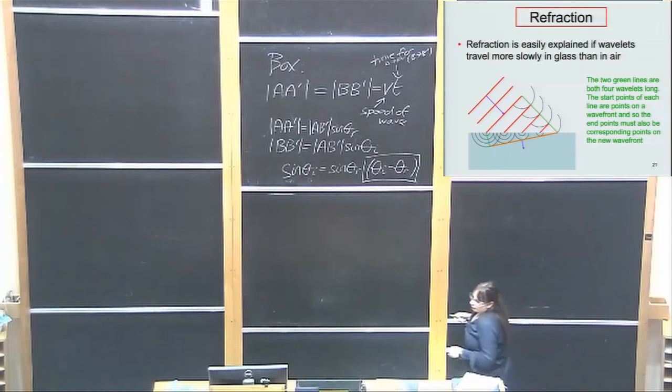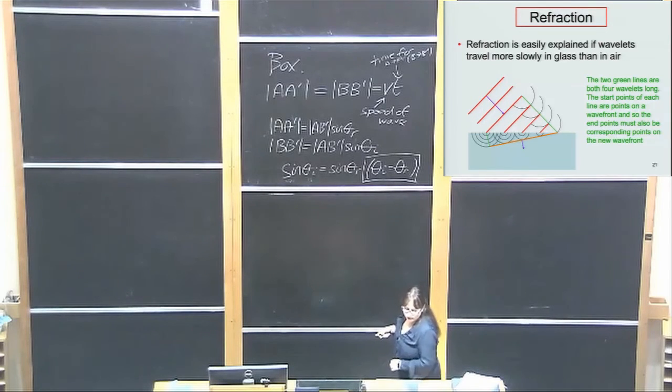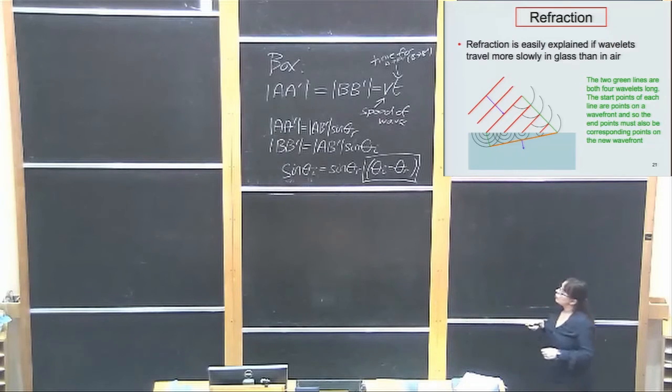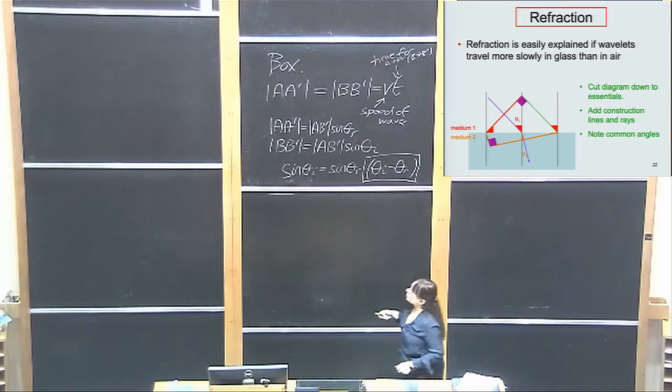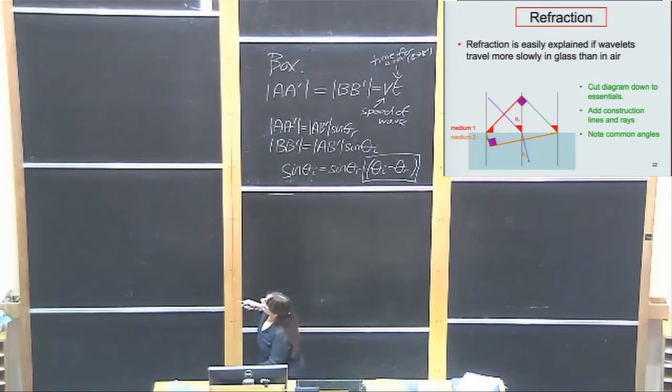Okay, so we can derive Snell's law now, or the law of refraction, by just cutting this diagram down to its basics. So what have I done here? I've drawn the last wavefront that is about to enter the glass, so the last wavefront that's fully in air, and then the first wavefront that's fully in glass. I've put on some construction lines to help us. The blue lines here represent the rays, and then I've put on some angles as well.